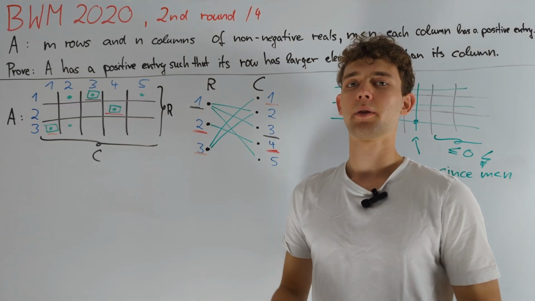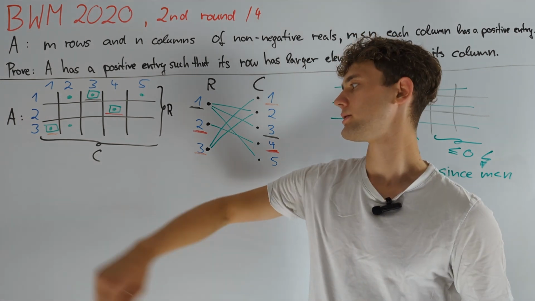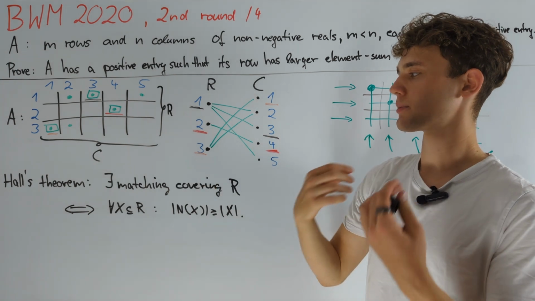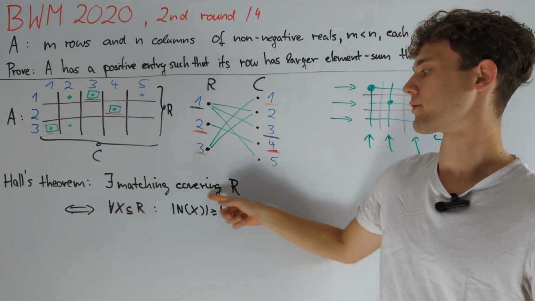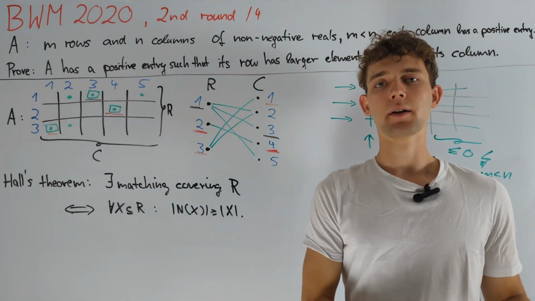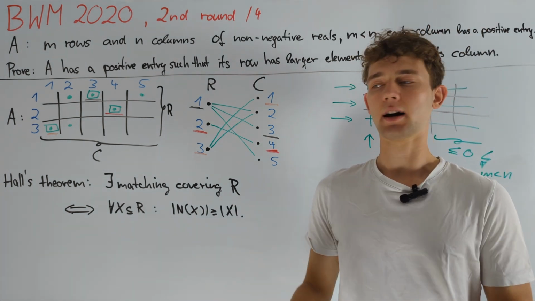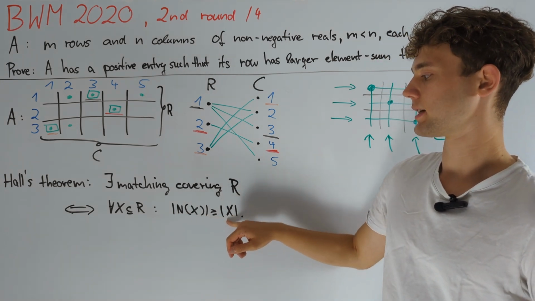If you are familiar with matchings in bipartite graphs, then now you probably want to apply Hall's theorem, because it gives us a precise characterization for when we can find a matching covering R. Namely, this is the case if and only if, for every subset of vertices x in R, the neighborhood of x is larger than or equal to the size of x.